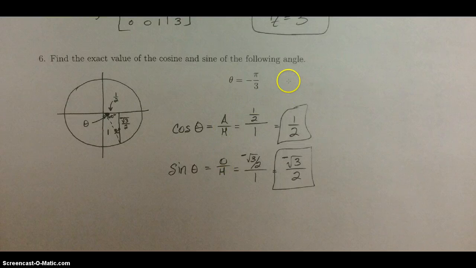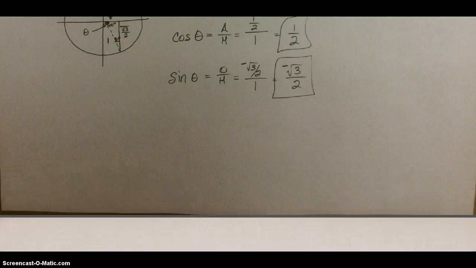Okay, exact value. Certainly drawing a picture is nice because it helps you realize that this is in quadrant 4, and then we can just pick out cosine as the x-coordinate of this point on the unit circle, and sine as the y-coordinate.